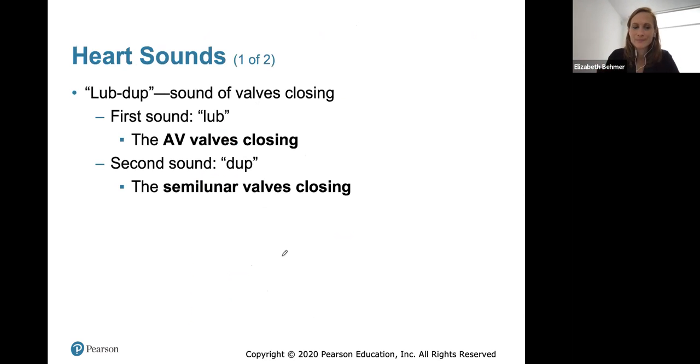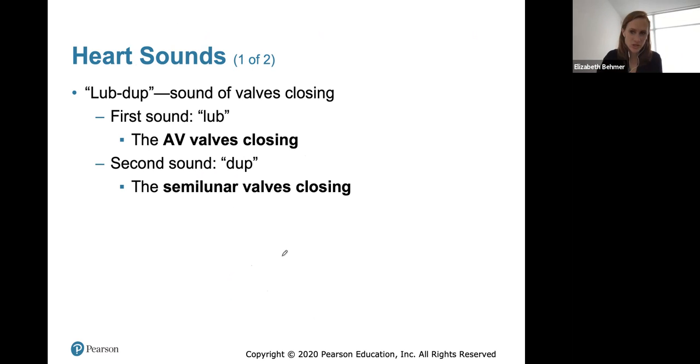The heart sounds make the lub-dub, lub-dub, lub-dub that the doctor listens for in the stethoscope. The first sound is the lub sound, which is the AV valves closing. And the second sound is the dub sound, and that's when the semilunar valves close. And the doctor listens to make sure your valves are closing all the way.